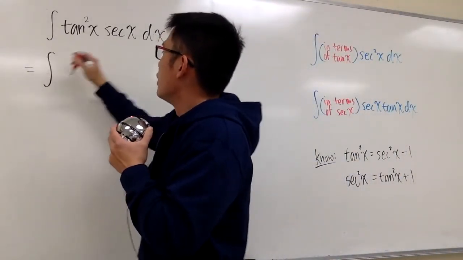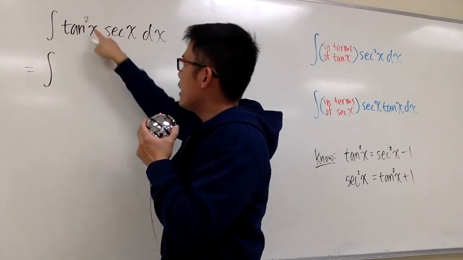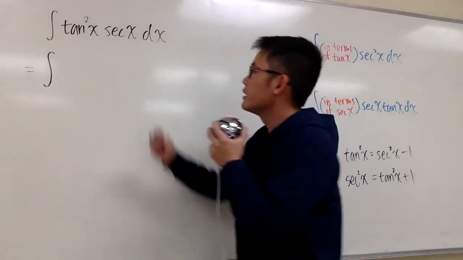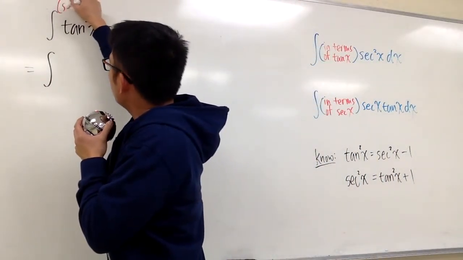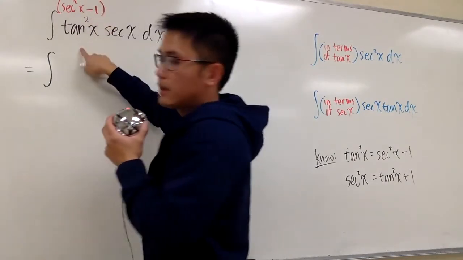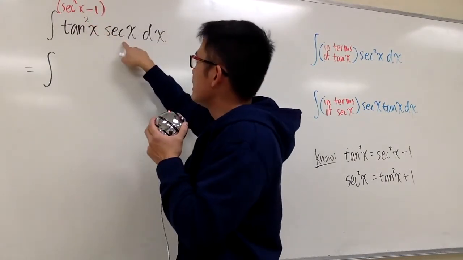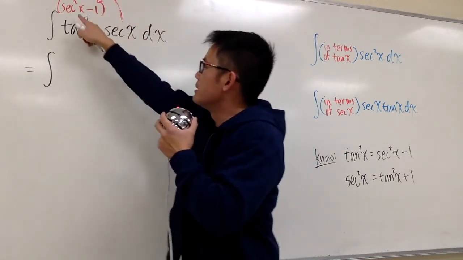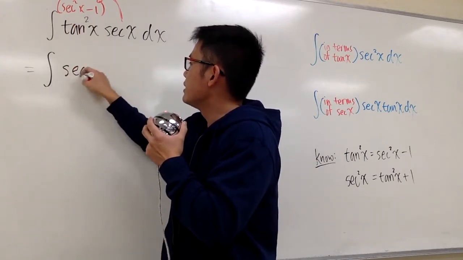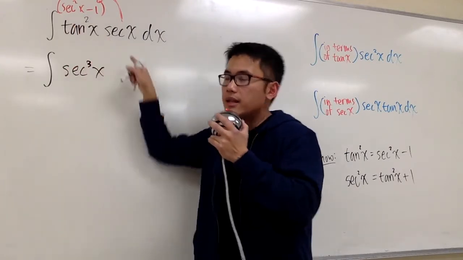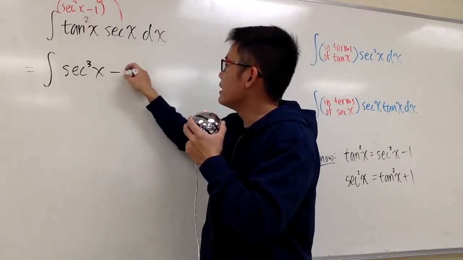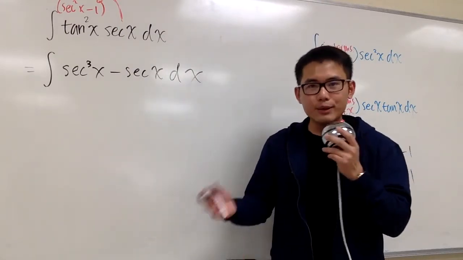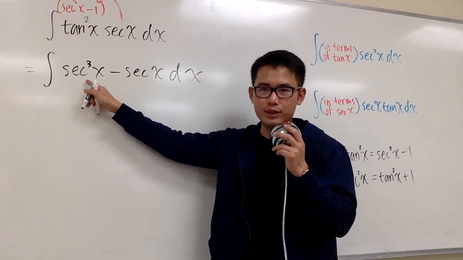Well, let's see. First, we know that tangent square x is the same as secant square x minus 1. I will just do the replacement real quick. So I'll write this down right here above it for you guys: secant square x minus 1. But then we have to multiply that by this secant x. So I have to distribute it. Secant x times secant to the second power x, we will have secant to the third power x. And then secant x times minus 1, that's minus secant x dx. And now the question is, how can we integrate secant to the third power x?